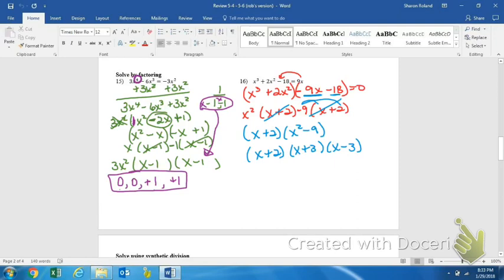And again, they didn't ask us just to factor it. If they had, we're finished. But they asked us to solve. And so you have to find the zeros. So this is negative 2, negative 3, and positive 3. We found 3 zeros, and we were looking for 3.